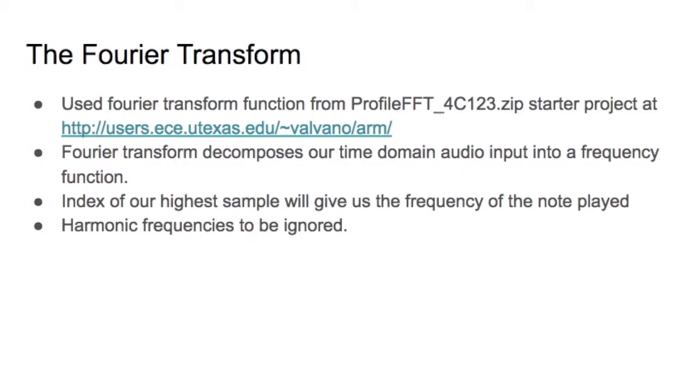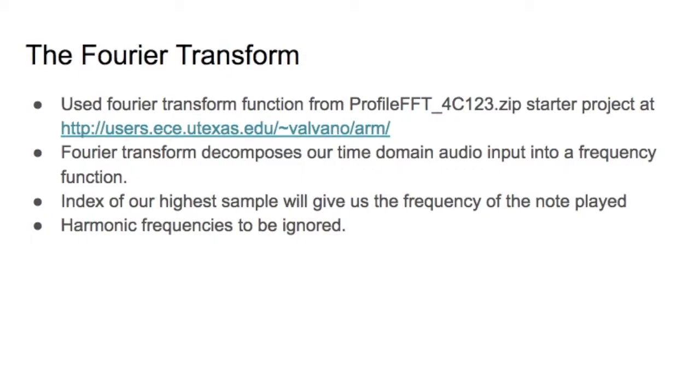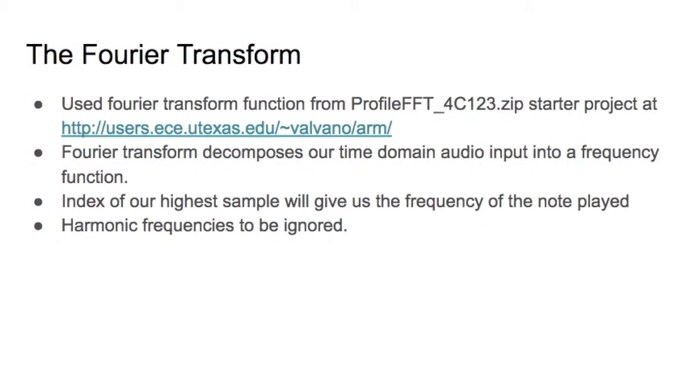For our Fourier transform, we're using code given by Valvano, starter project, ProfileFFT 4C123. The Fourier transform function in there takes 1,024 samples, and it changes them from the time domain to the frequency domain. Our frequency domain data will take the index of our highest sample and multiply that by our frequency bins to get the resulting frequency of the note played and display the note on the serial terminal.